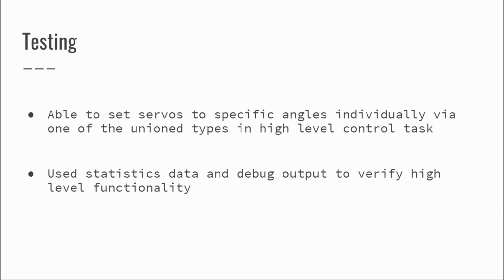In testing, I was able to set servos to specific angle values individually via one of the union types mentioned previously. The statistics task also provided a host of debugging capabilities for narrowing down issues by topic, task, and even to individual functions in the code.